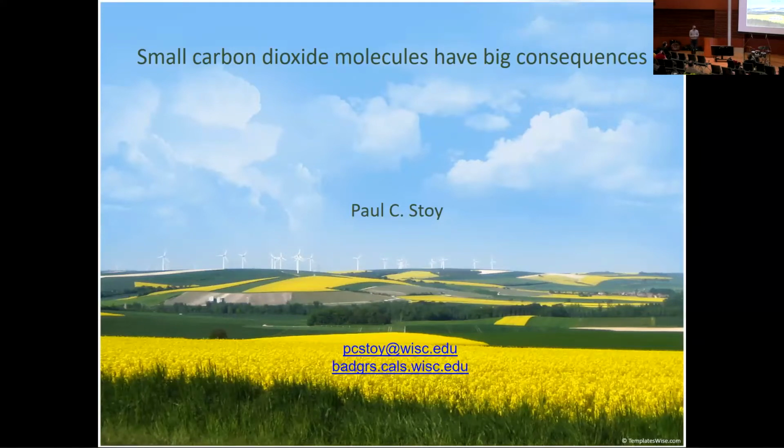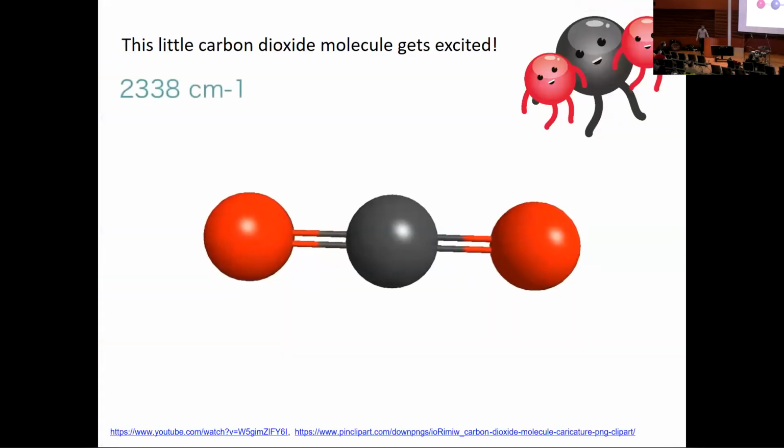One of the things that I work on in lab, and many colleagues here at the University of Wisconsin, of course, is carbon dioxide and global change. For the talk today, I want to talk about how these small carbon dioxide molecules have big global consequences. And actually, the reason for that is the characteristics of those little tiny molecules.